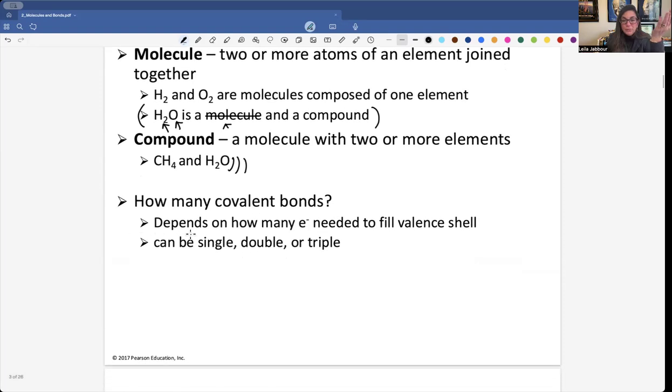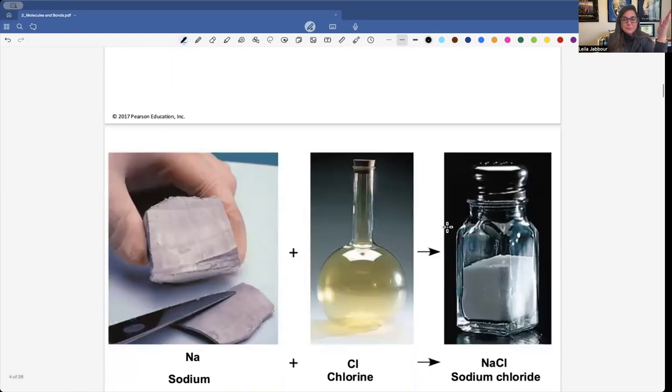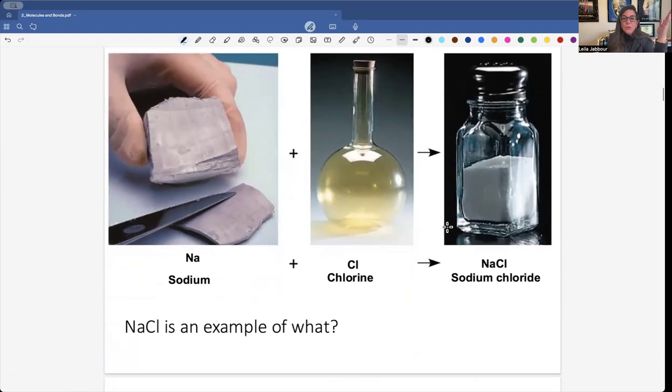So how many covalent bonds will depend on how many electrons need to fill the valence shell. Depending on how many electrons we need to either bring in or pluck off to get to stability, this will determine how many bonds we need to make with other elements. So it can be just single bonds, but double bonds as well, or triple bonds.